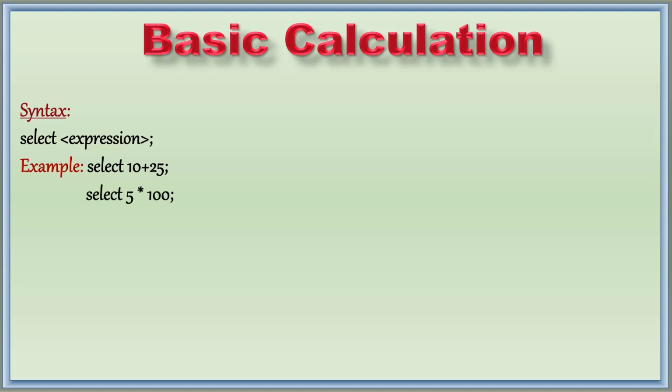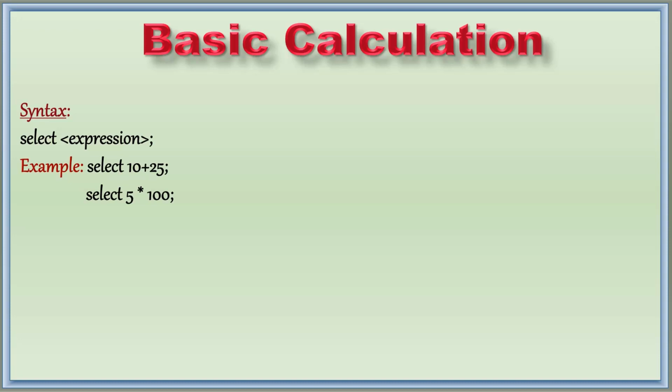Sometimes we may need to perform simple calculation, for example multiplying two numbers or adding two numbers and displaying the result. Even these can be performed using the selection statement. We can just write select and the expression and terminate. For example, we can write select 10 plus 25. It will display the result as 35. Select 5 into 100, another example.